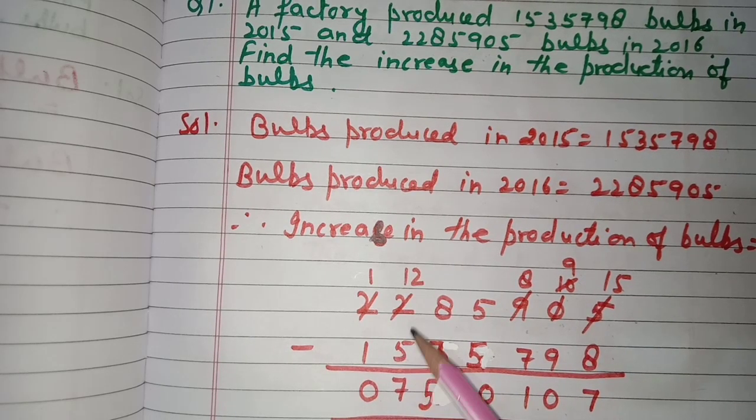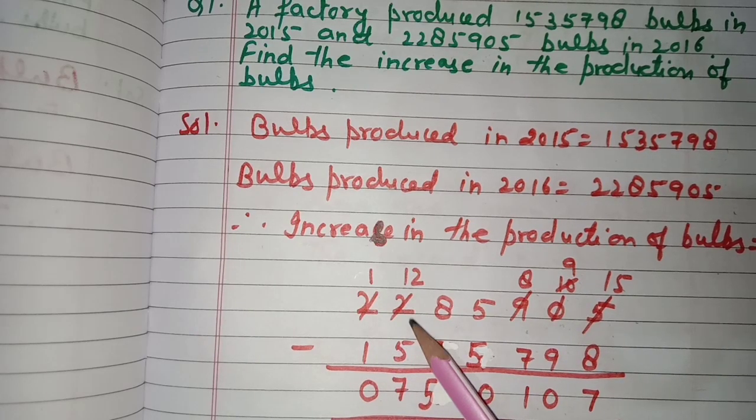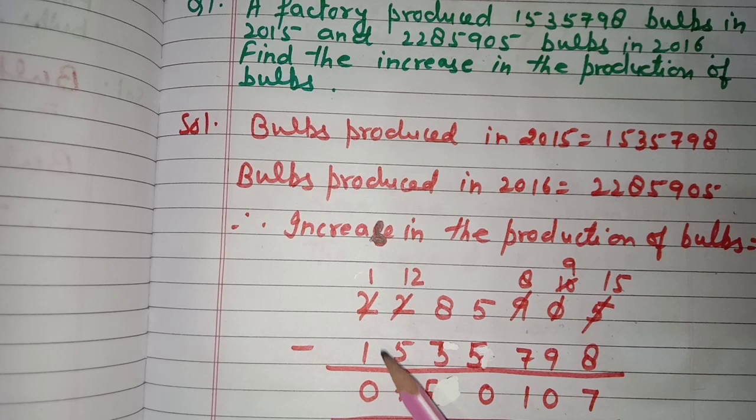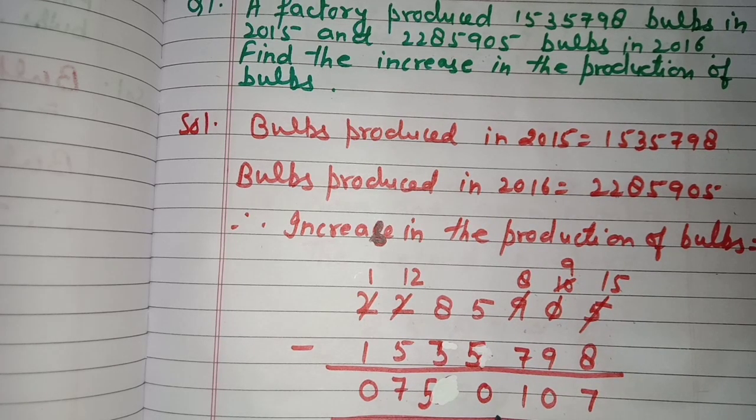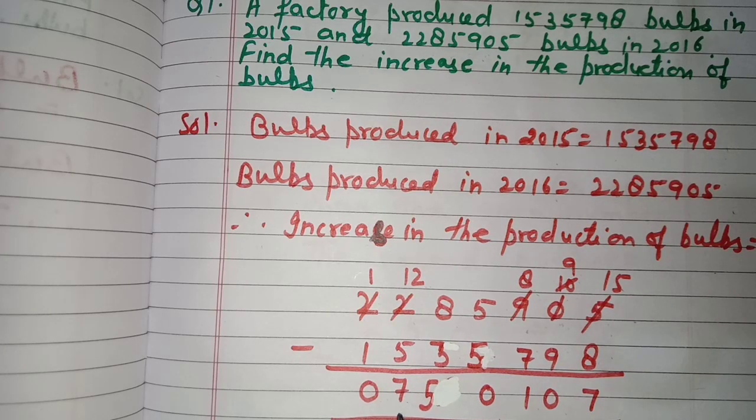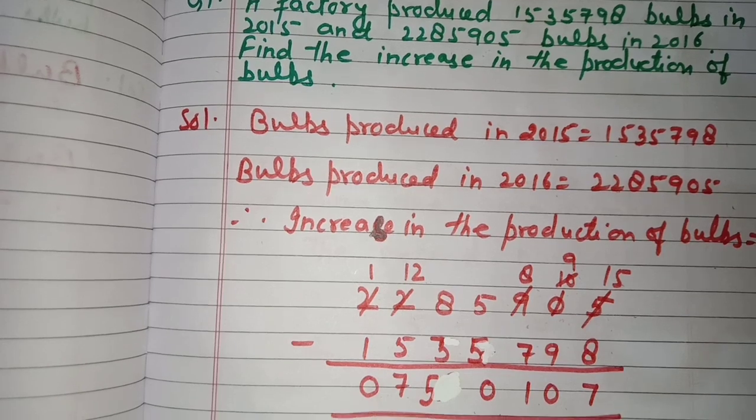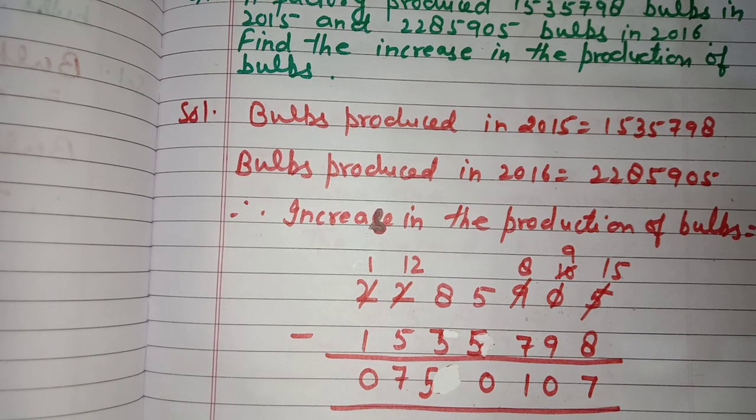Again, we can't subtract 5 from 2, so we have to borrow. So this 2 will become 1, and here this 2 will now be 12. And 12 minus 5 is 7. Here 1 minus 1 is 0. So the increase in the production of bulbs is 7,50,107. This is the increase in the production of bulbs.